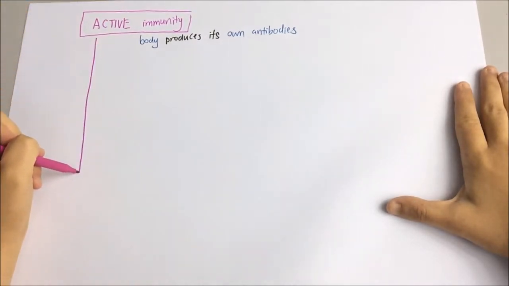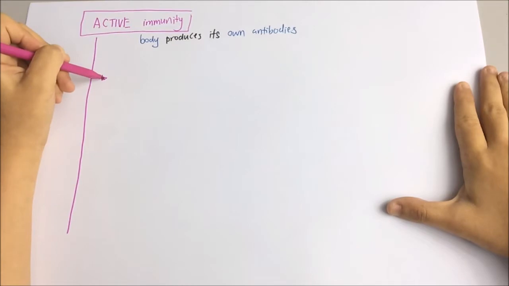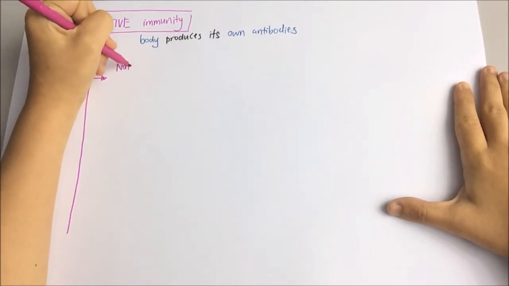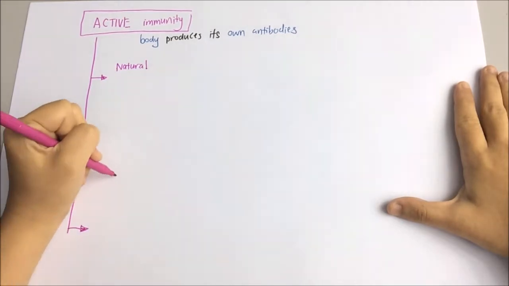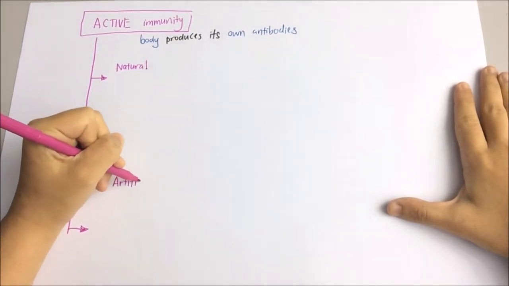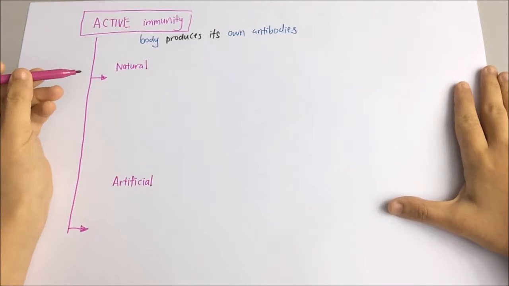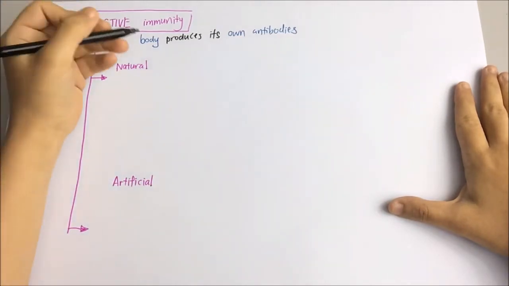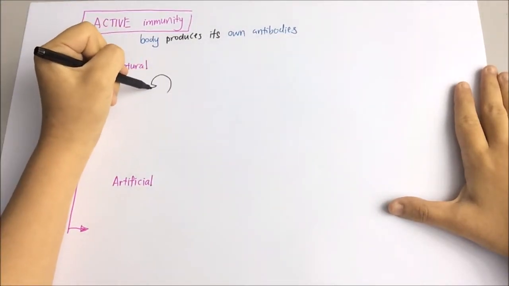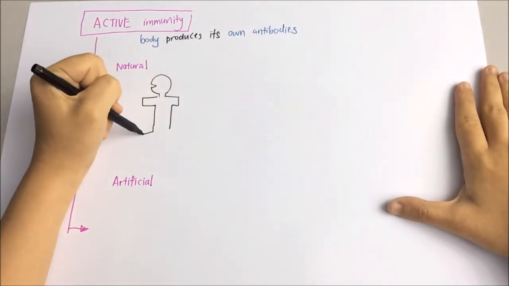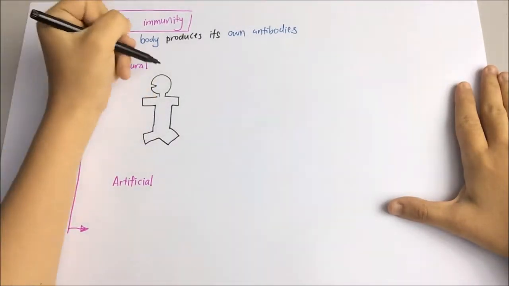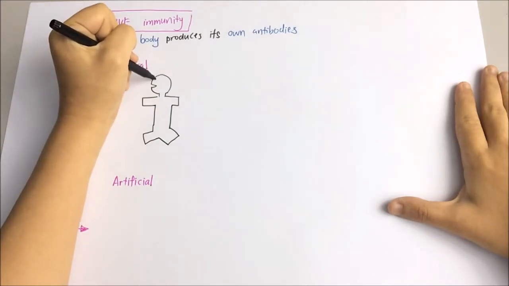of a particular pathogen. There are two types of active immunity: natural and artificial. Naturally acquired active immunity happens after a person recovers from an infection, for example, chickenpox.